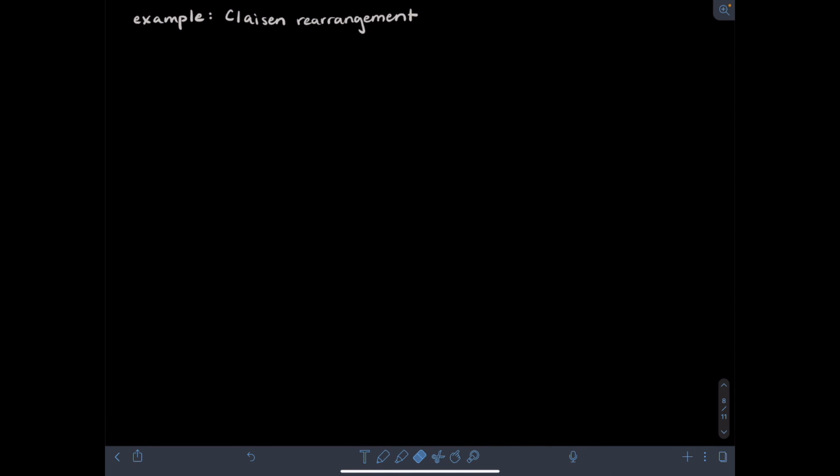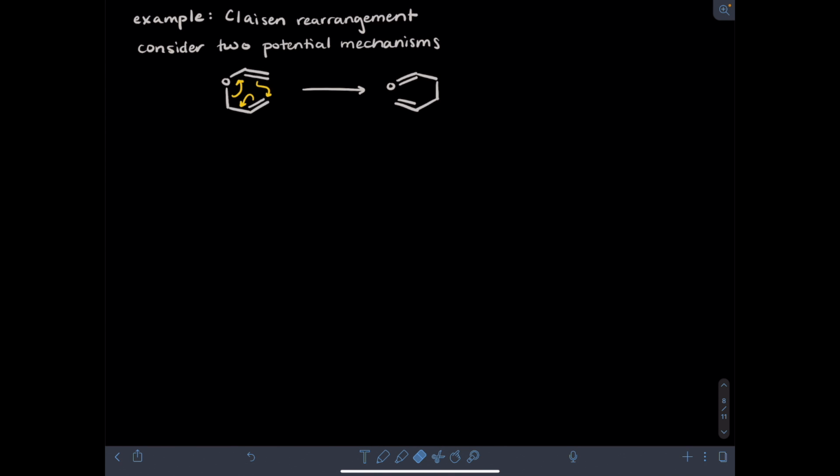As an example of a crossover experiment, let's consider a reaction known as a Claisen rearrangement. We'll consider 2 potential mechanisms that we want to distinguish between. Here is the starting material for a Claisen rearrangement. In one potential mechanism, I have a concerted reaction with 3 curved arrows. This forms the ketone and alkene of the Claisen product in a single step.